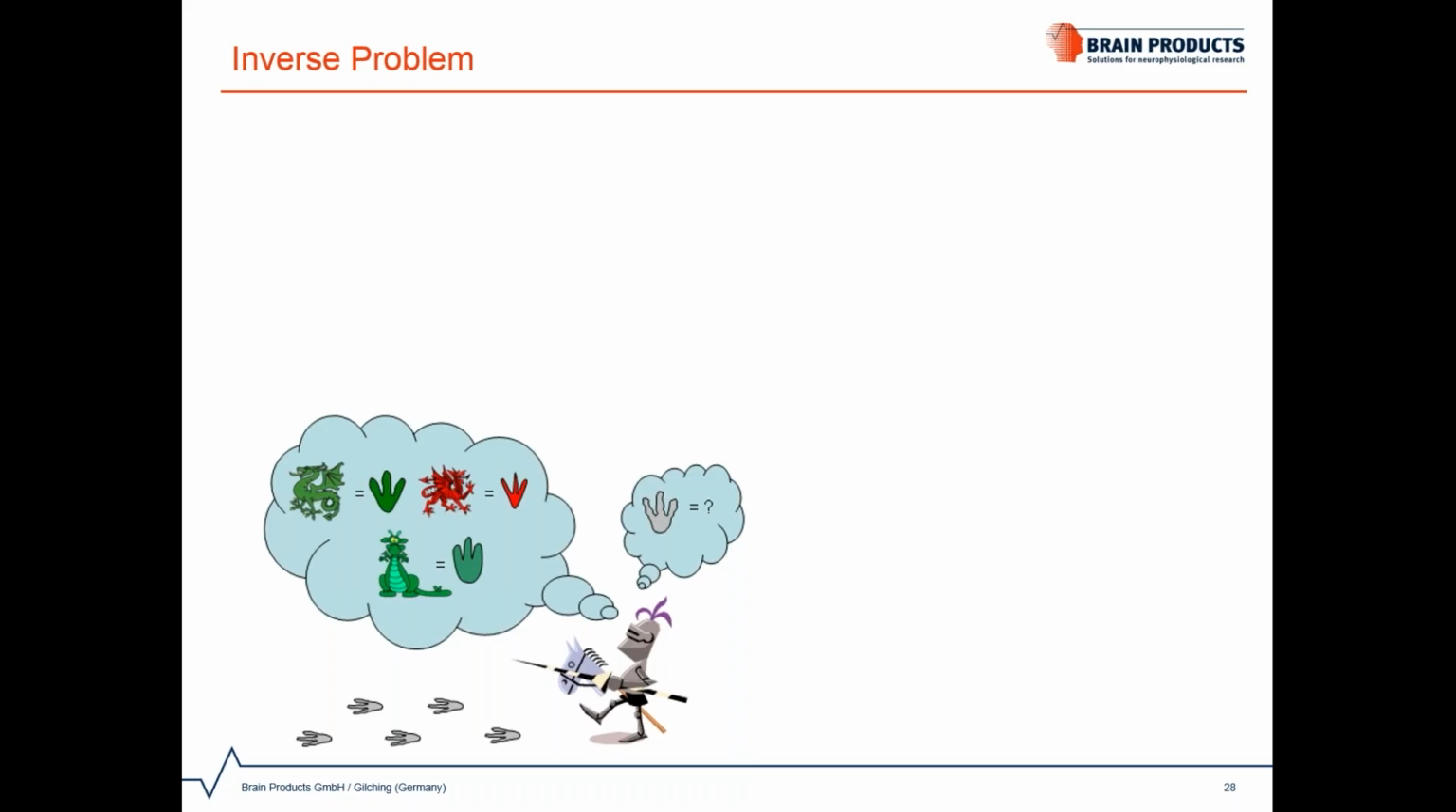So, for the knight, determining the footprint, having a priori information about a particular species of a dragon is pretty easy, and it gives him a unique solution, which is an analogy for the forward problem. However, inferring the species of a dragon from an infinite number of footprints will be a nightmare for the knight, which is the analogy for the inverse problem.